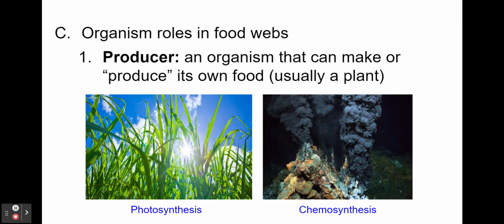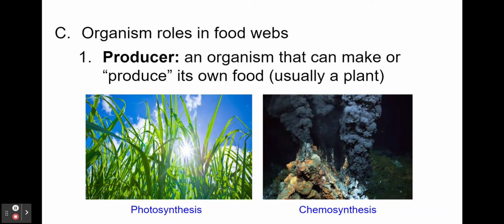Role number one, a producer. This is an organism that can make or produce its own food. This is usually a plant. This is sometimes a single celled organism that has chloroplasts in it. So these might be some types of algae. This is almost always a plant.